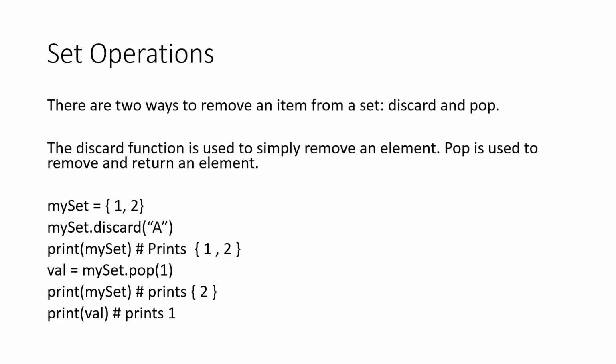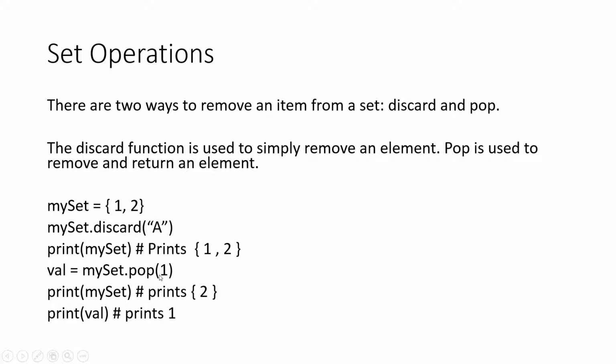Now there are two ways to remove an item from a set. There's the discard function and the pop function. The discard function is used to simply remove an element. Pop is a little different. Pop is used to remove and return an element. Again, if we create the set mySet, and there's a typo in the slides here, but if we say that mySet is equal to 1, 2, a, as we created in the last slide, then we were to say mySet discard a, we would then get just the 1 and the 2 back. The a would be removed.